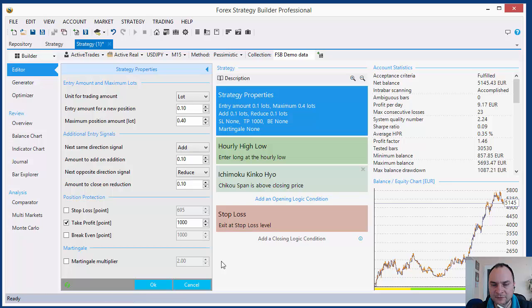I see the chart becomes better. How much is this? 100 pips profit. Now it's even better. I don't like this drawdown here. Let's try with 900. No, 1000, 1020, 200.